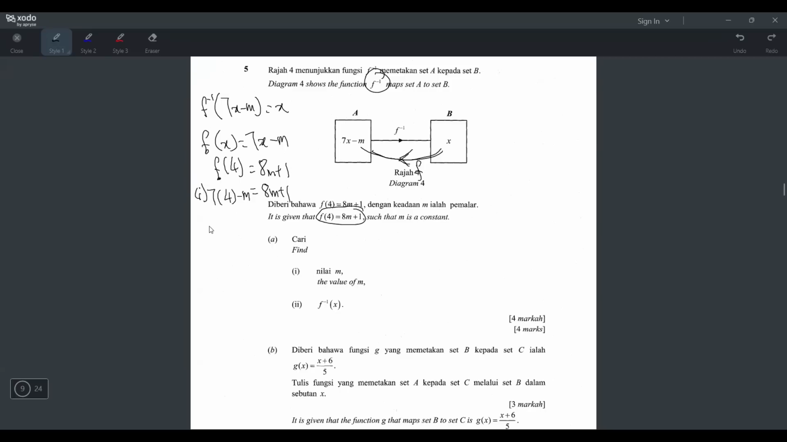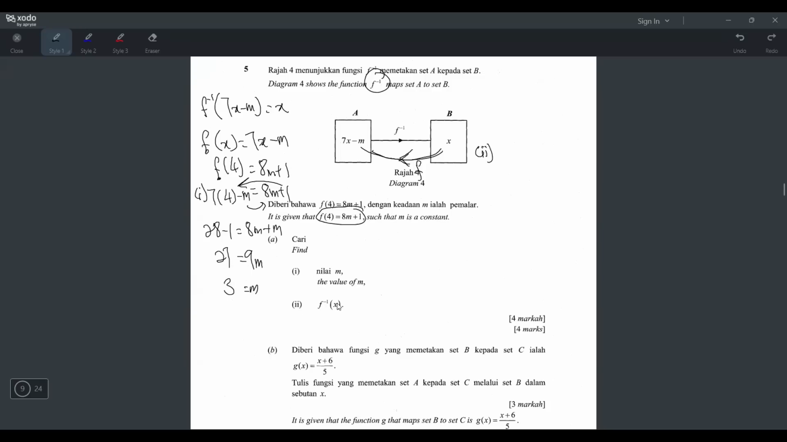Then you find m. 7 times 4 is 28. And 28 plus 1, terus pindah lah, becomes minus 1. And then here let with 8m. And then minus m means there becomes plus m. So you get 9m equals to 27. m equals to 3. Okay? Okay, sudah siap.